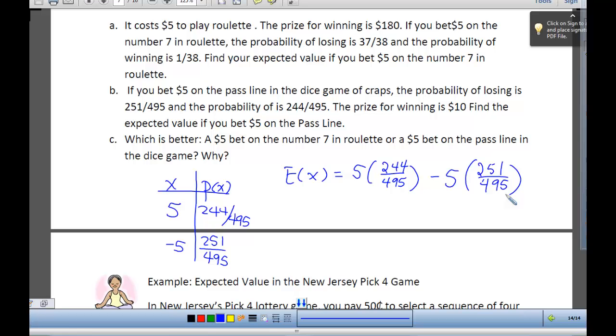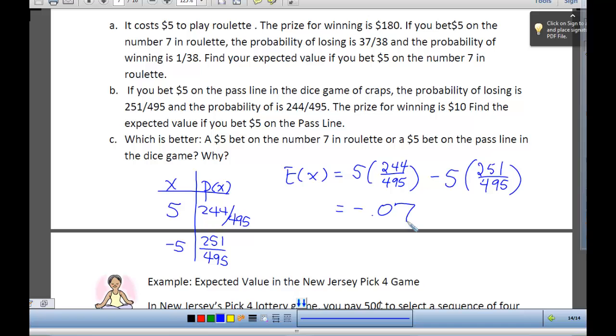I got minus 0.07. Okay. All right, very good. Minus 0.07. Okay. So, which is better? A $5 bet on the number 7 in roulette, or a $5 bet on the pass line in the dice game?